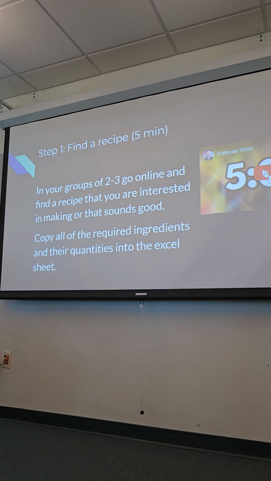So you guys are gonna go online and you are gonna find a recipe for something you think sounds good, you wanna bake, you wanna cook, something with ingredients. You guys have 5 minutes, and during those 5 minutes, once you find your recipe, I want you to copy down all of your ingredients into your Excel sheet. So that first column is going to be what is the ingredient. The second column is going to be how much do you need of that ingredient. Everybody understand? Awesome. You guys have 5 minutes. Go.